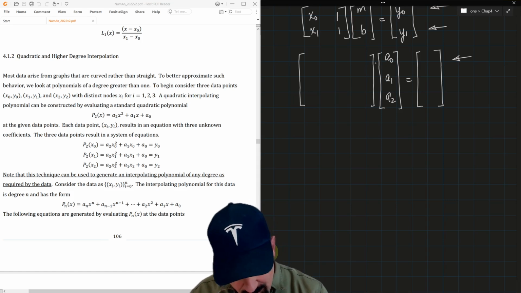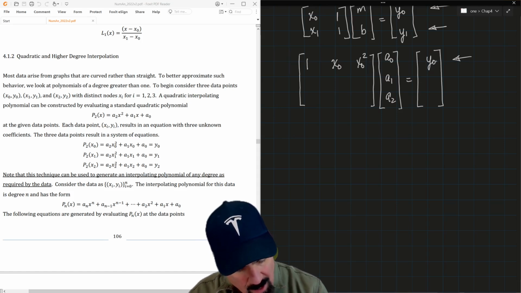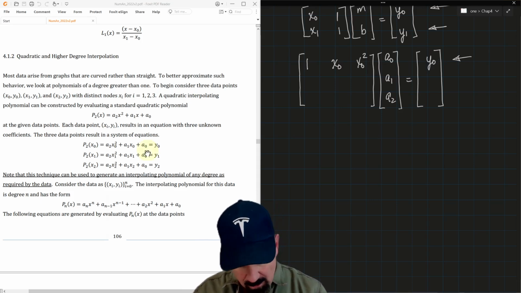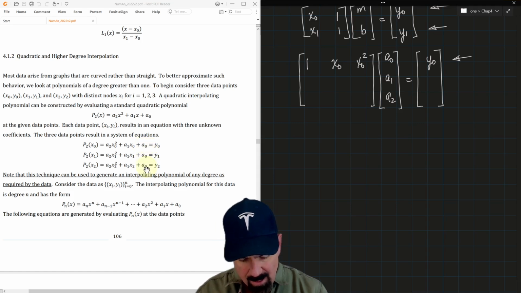The A naught is multiplied by 1. The A1 is multiplied by x naught. The A2 is multiplied by x naught squared, and that's equal to y naught. And you start to see the pattern here. A naught, look at the equations over here. A naught is always multiplied times 1.